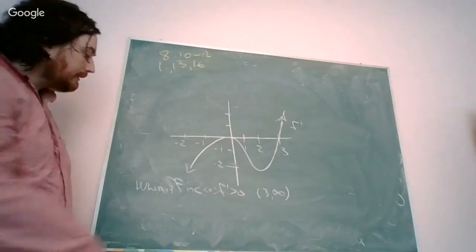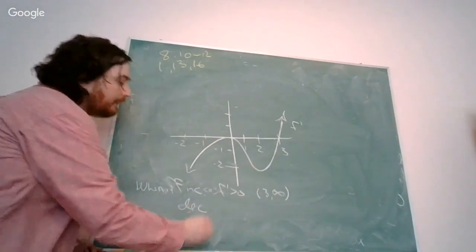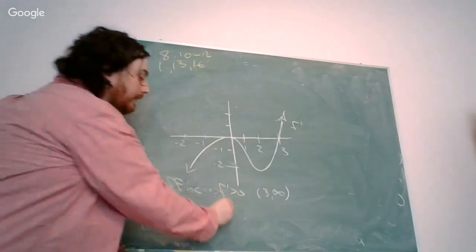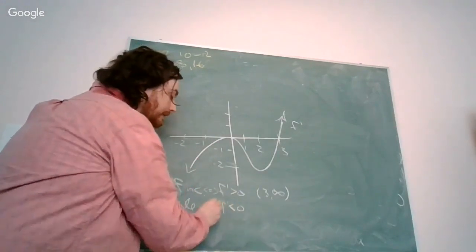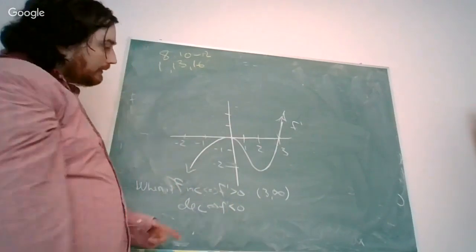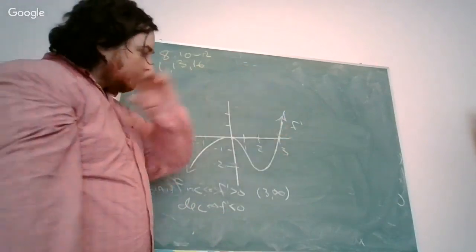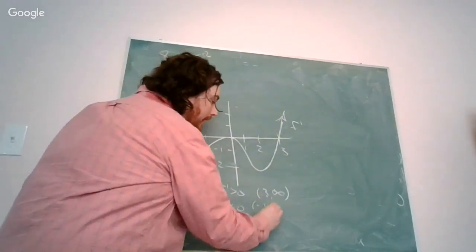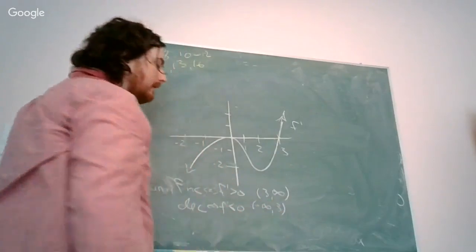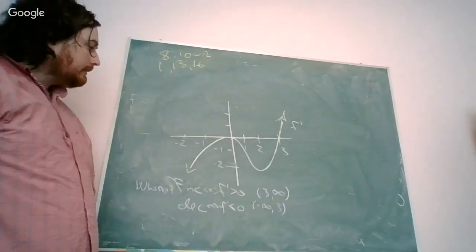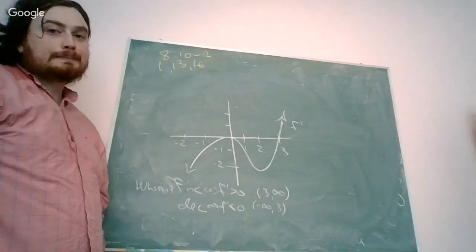When is it decreasing? Well, the original function is decreasing if the derivative is negative. Therefore, this function is decreasing where it's below the x-axis, all the way up to 3. So from negative infinity to 3. So this function is decreasing from negative infinity to 3.